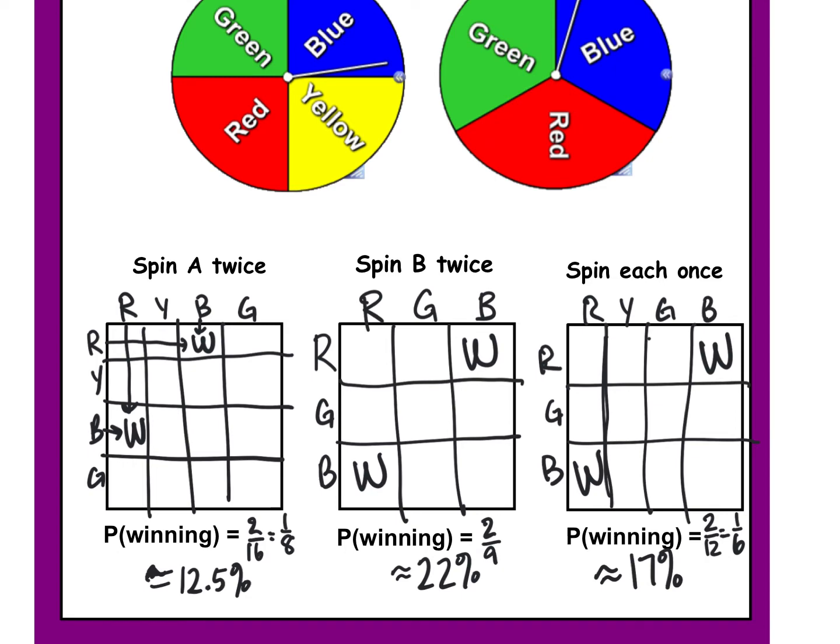So now I can easily see that the best way to win this game is to spin spinner B twice. That has the highest percentage chance of winning.